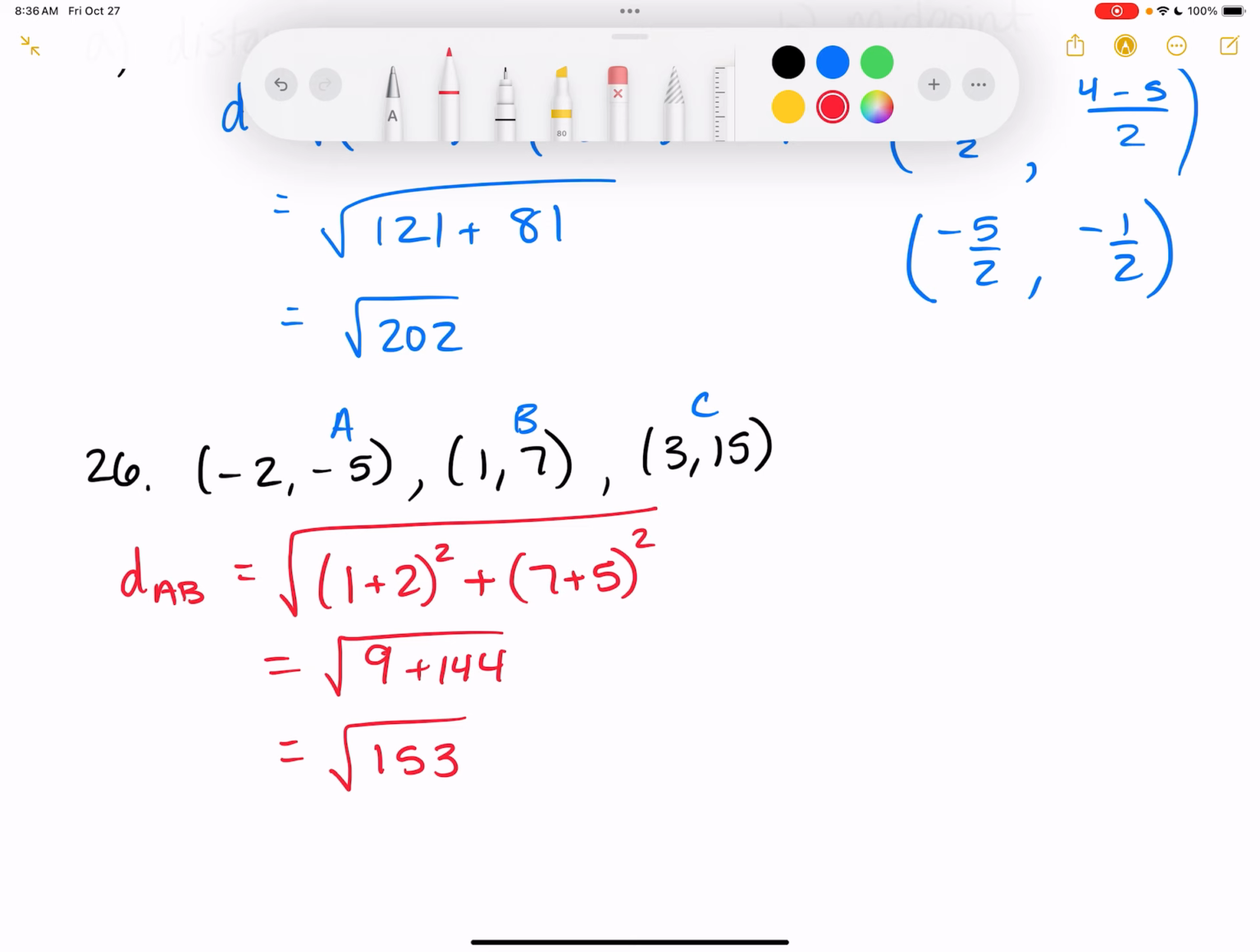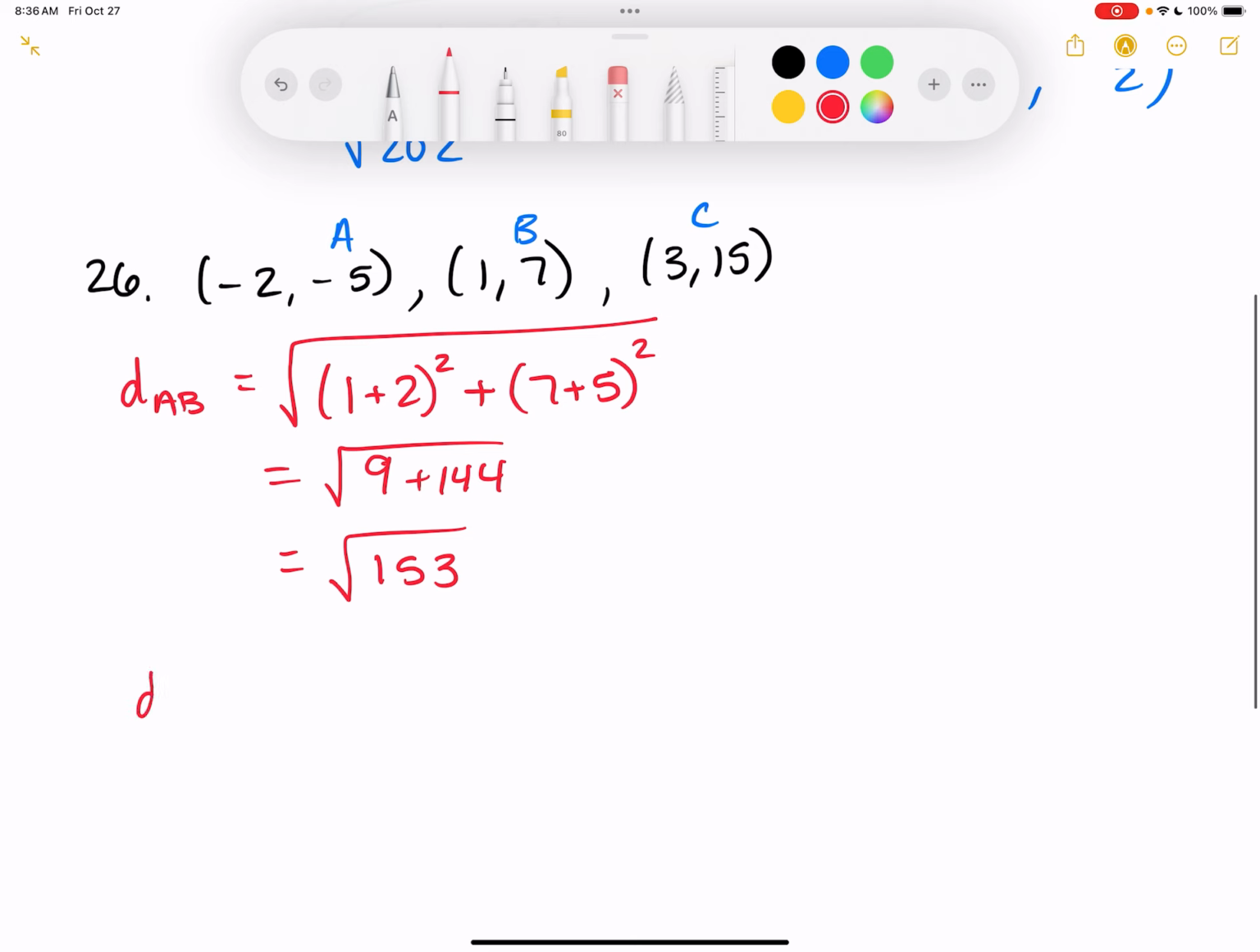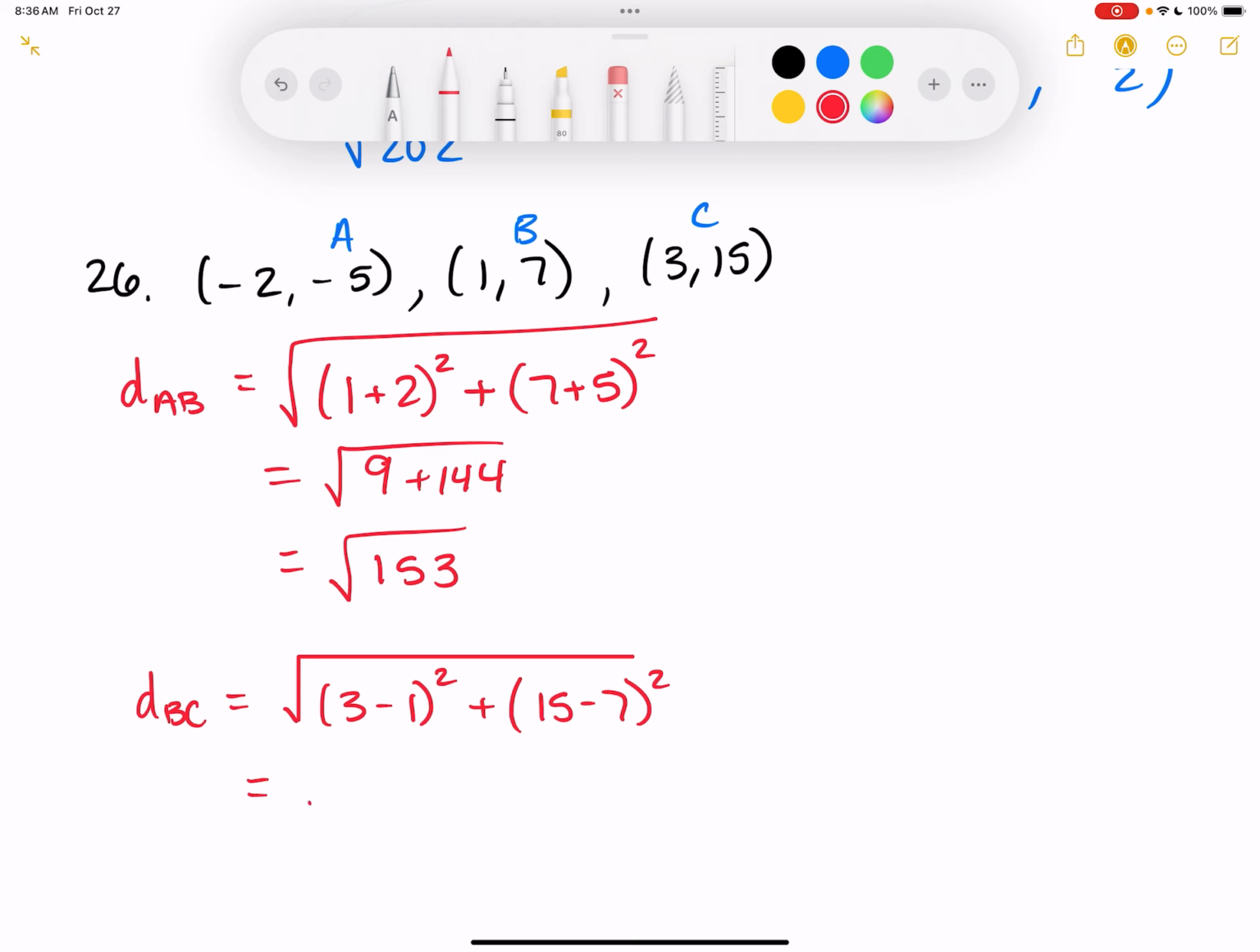All right, so that's our first one. So that's the distance between A and B. So now I'm going to do the distance between B and C. The square root of 3 minus 1 squared plus 15 minus 7 squared. So that's the square root of 2 squared, so it's 4, plus 8 squared is 64. So this is going to be the square root of 68.